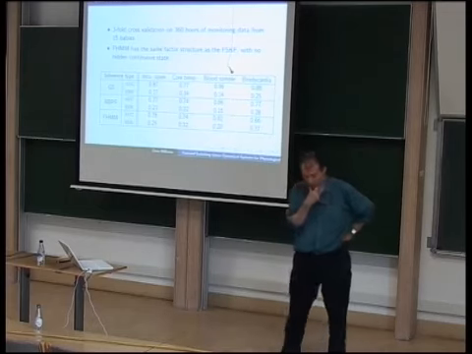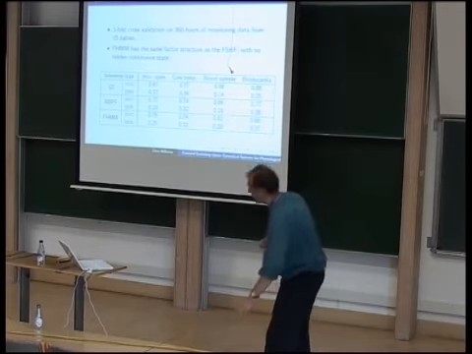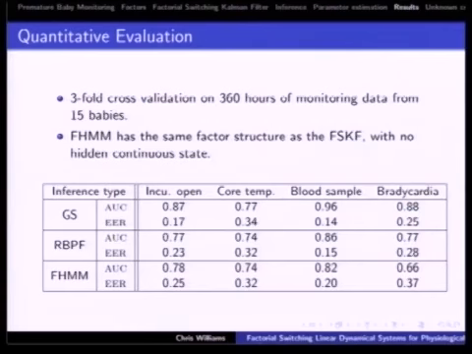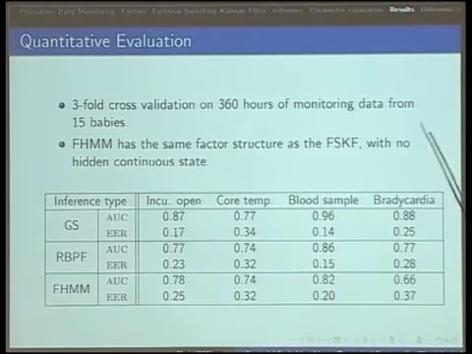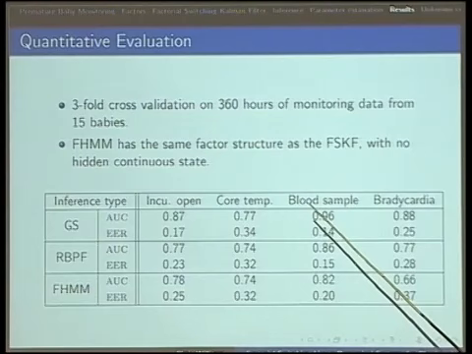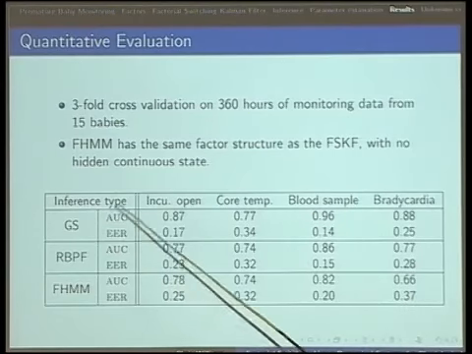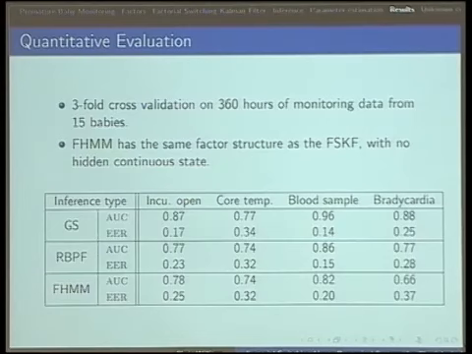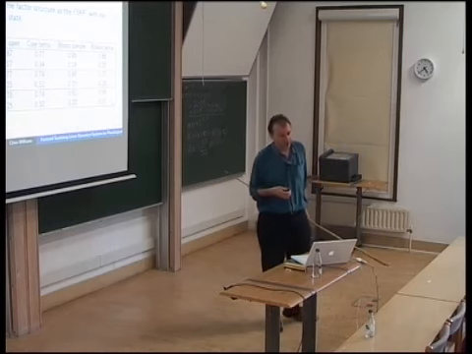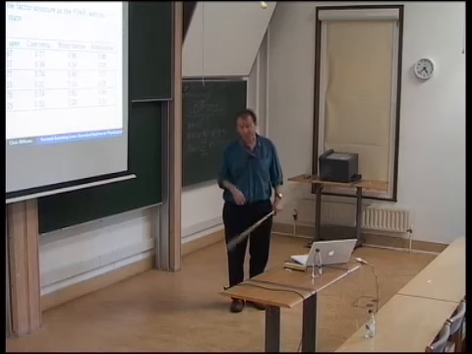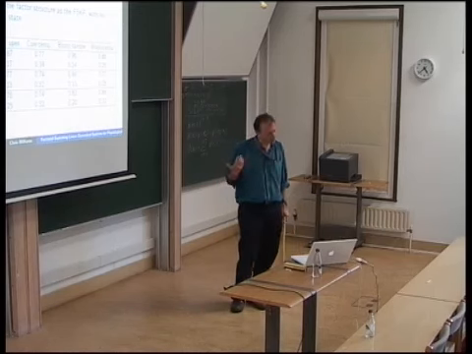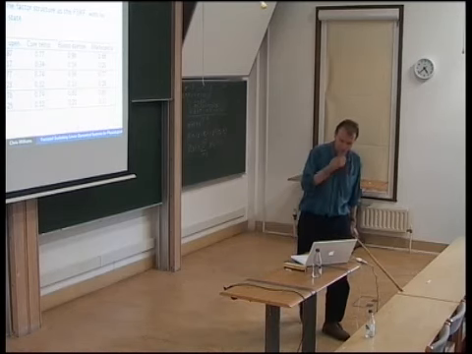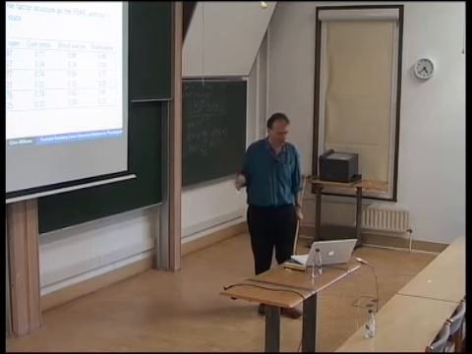We can do some evaluation of this kind of model. What I can talk about is, as I said, threefold cross-validation of 360 hours of monitoring data. We can compare our model, the Gaussian sum approximation, a Rao-Blackwell particle filter, and also a simplified model. Rather than using a factorial switching Kalman filter, we could use a factorial HMM. This is a much more pleasant model to compute with. We can compute very efficiently with that. However, unfortunately, it doesn't model the data so well. I'll show you why in a minute.